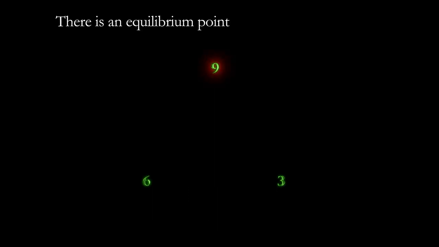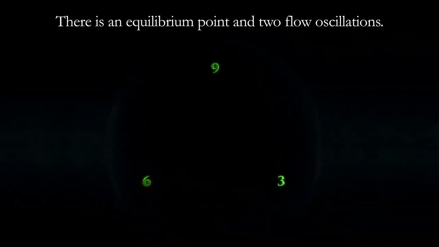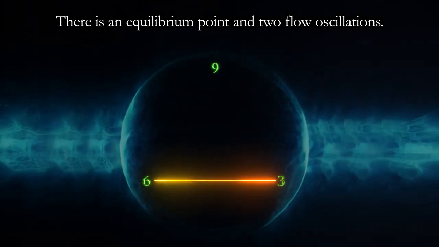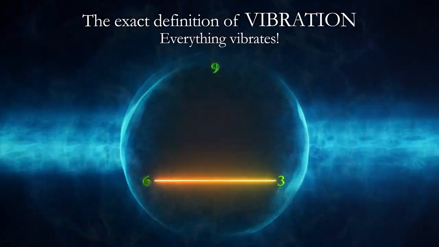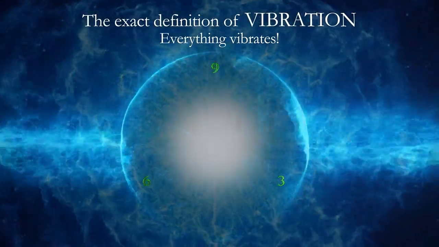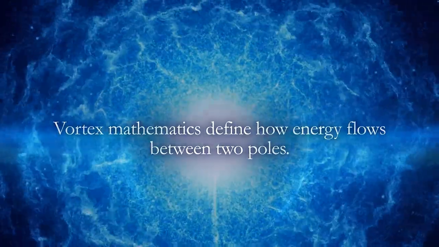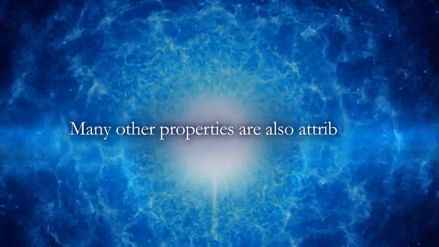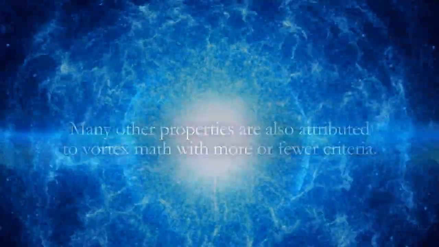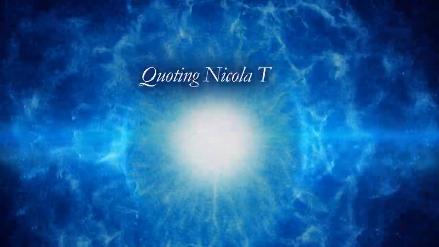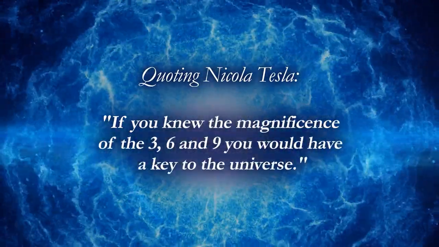We can see an equilibrium point and two flow oscillations. This is the exact definition of vibration. Everything vibrates. Vortex mathematics define how energy flows between two poles. Many other properties are also attributed to vortex math with more or fewer criteria. Quoting Nikola Tesla, if you knew the magnificence of the 3, 6, and 9, you would have a key to the universe.